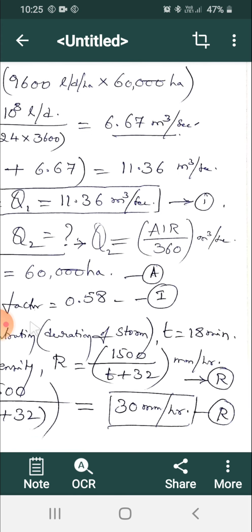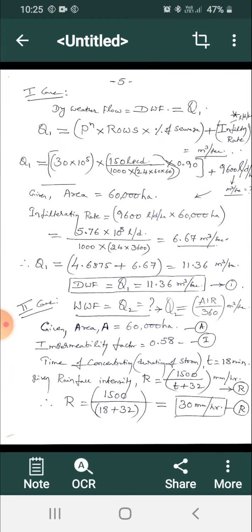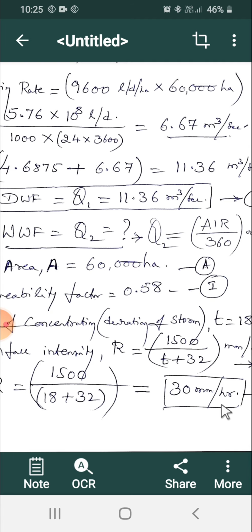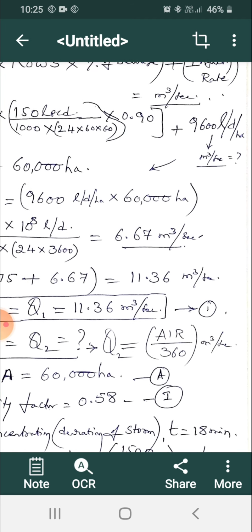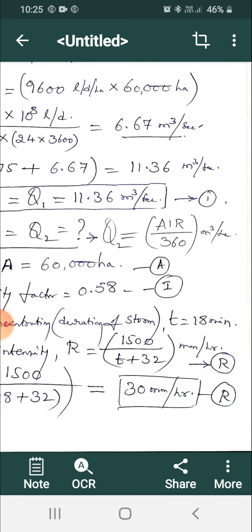Next, what do you have? R is rainfall intensity. The rainfall intensity is given, and the time of concentration is also given, 18 minutes. The equation is given directly: R is equal to 1500 divided by T plus 32, where T is equal to 18. Just add it, you will get 50. 1500 divided by 50 comes to 30 mm per hour. Now substitute in AIR and you will get the answer.